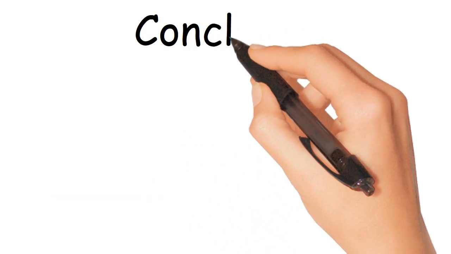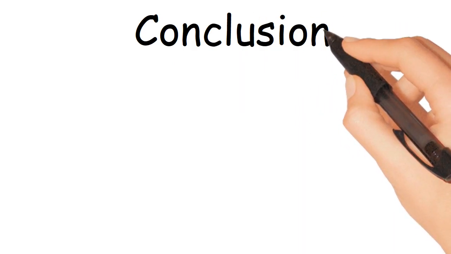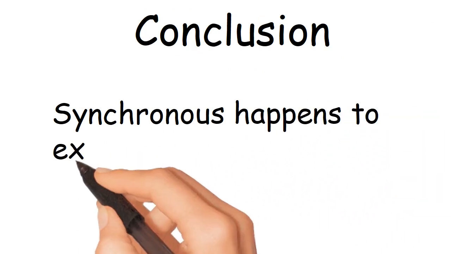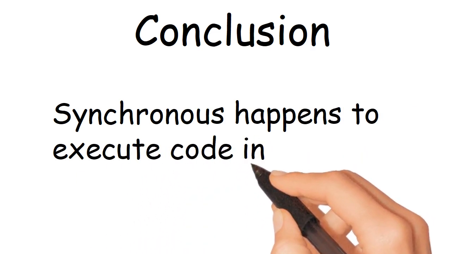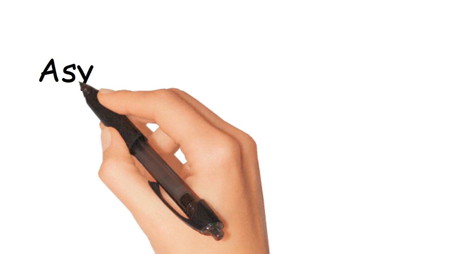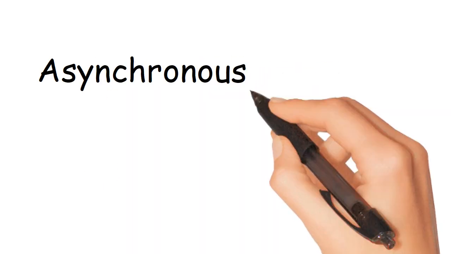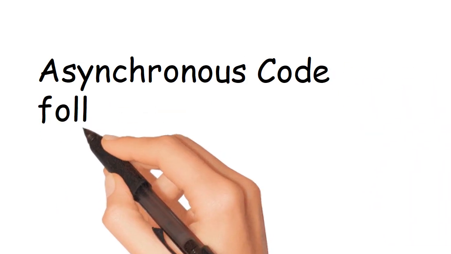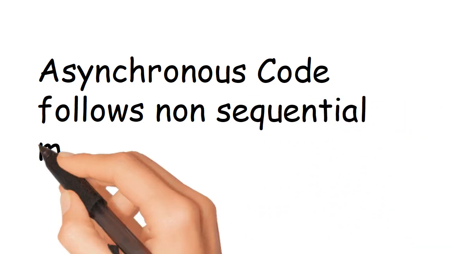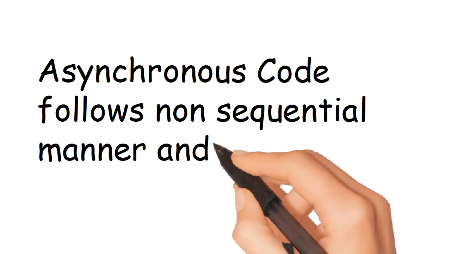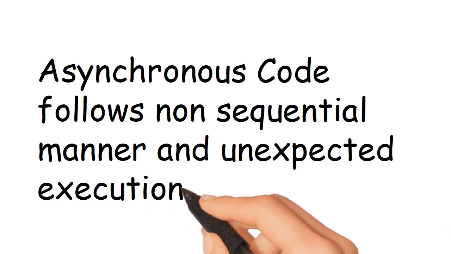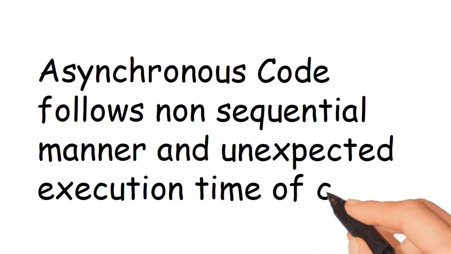After seeing both examples of asynchronous and synchronous programming, we come to the conclusion. Synchronous programming executes code in a sequential manner, one line after the other. One line will execute, and the other line will execute after it. Whereas asynchronous code execution follows a non-sequential manner, and it can take unexpected time, because you don't know how much time a fetch call will take, or how much time a set timeout function will take, depending upon the delay you have specified. So first of all it is non-sequential, and secondly it takes unexpected time intervals.